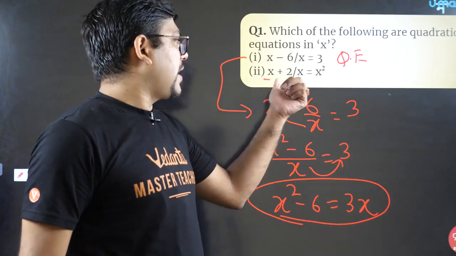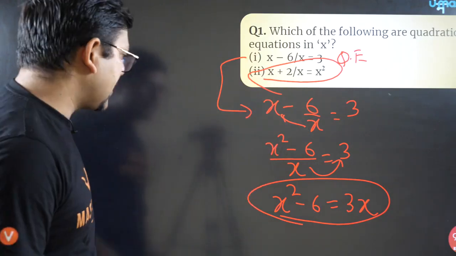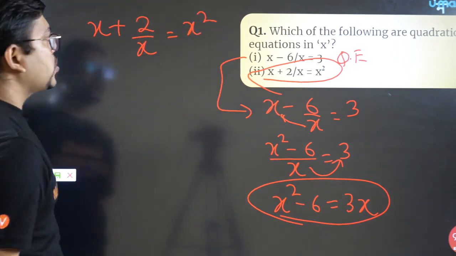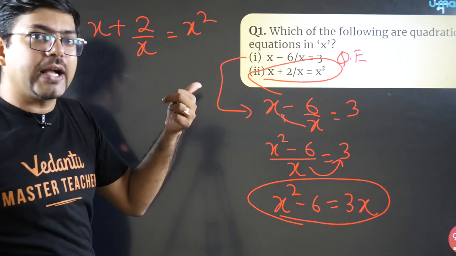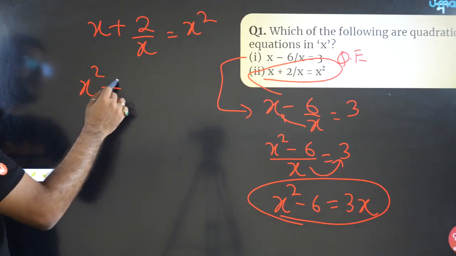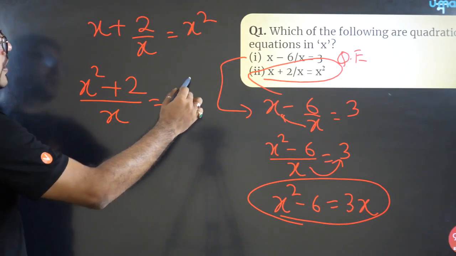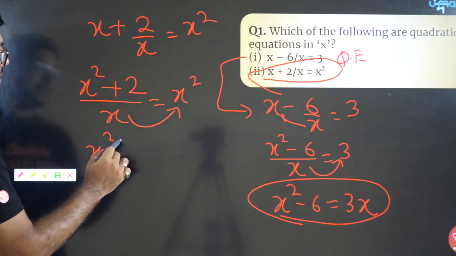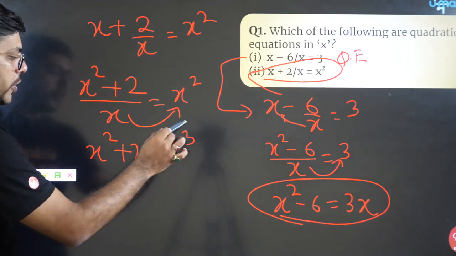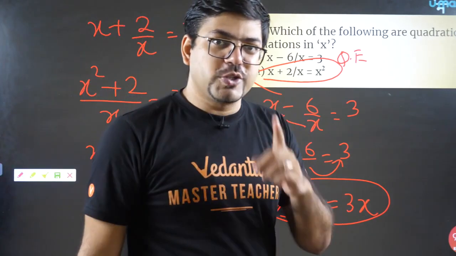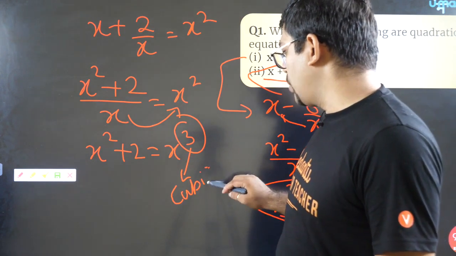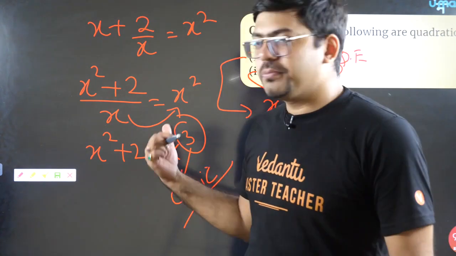Similarly, you have to check for this one as well. So second one, we have x plus 2 by x equals x square. At first view, it will look like a quadratic equation, but it is not. How? Let me show you. If you again take the LCM, you'll get x square plus 2 divided by x equals x square. Then you multiply it, so you'll get x square plus 2 equals x cube. Either you can send all of them to one side or let it be like this, but you are able to see a power 3. Since you are able to see a power 3, this simply means that this is going to be a cubic equation.